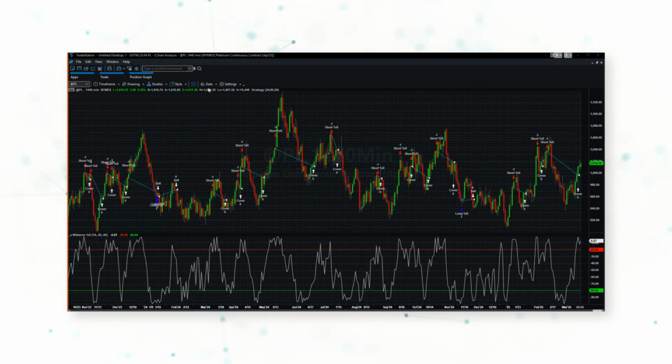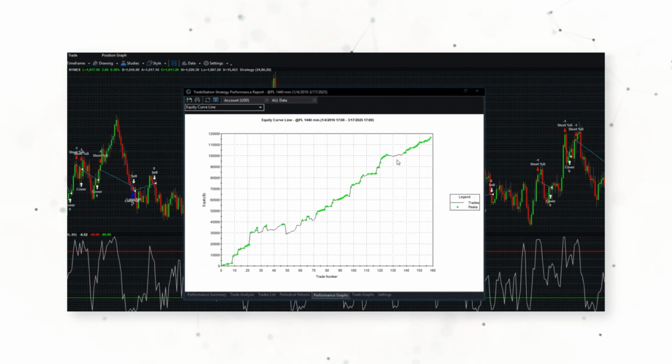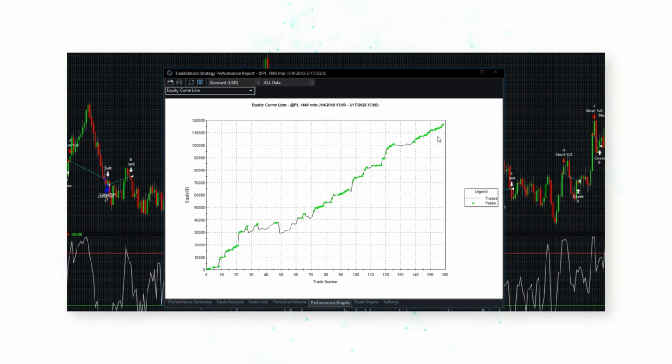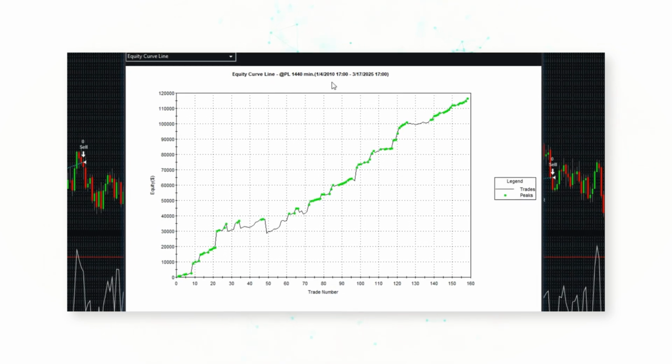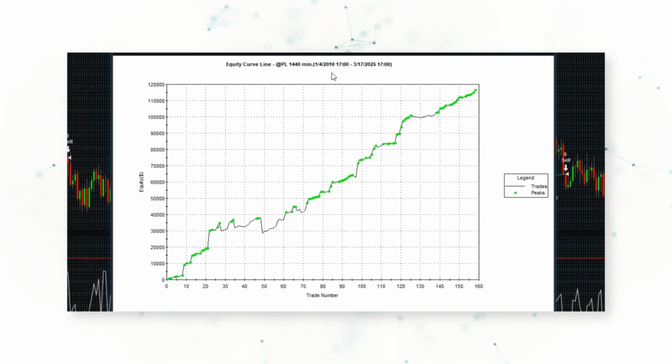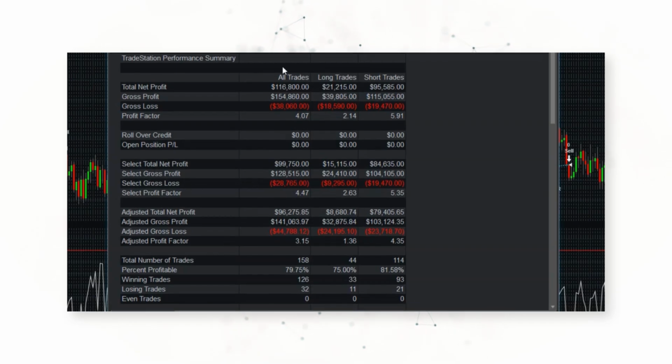If we jump into the TradeStation trading platform and bring up a performance report, the first thing we'll see is this nice upward sloping equity curve, suggesting that this systematic trading approach has had positive profits with very few drawdowns since 2010. And if we open up a performance summary for this strategy, you'll see a total net profit of $116,000 with an incredible 4.07 profit factor.